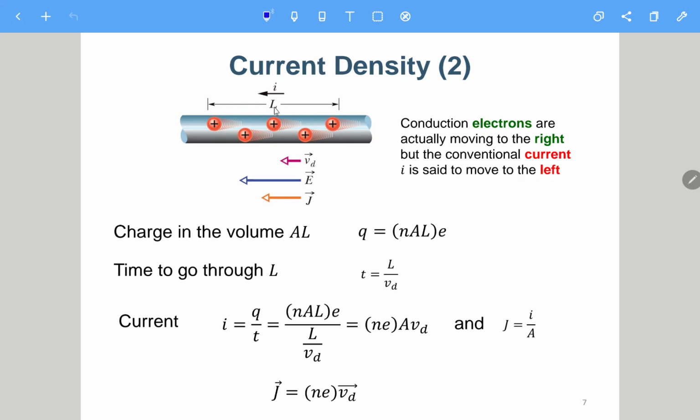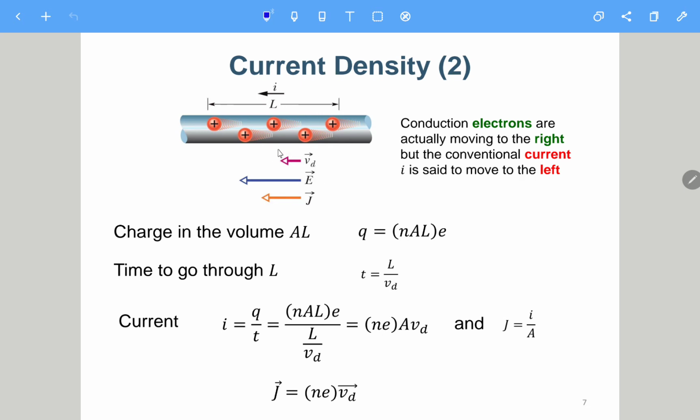And yeah, don't consider the electron. So we consider the charge carrier is positive charge. So in this case, we will imagine the positive charge is moving from right to left, which is the same as the current direction.